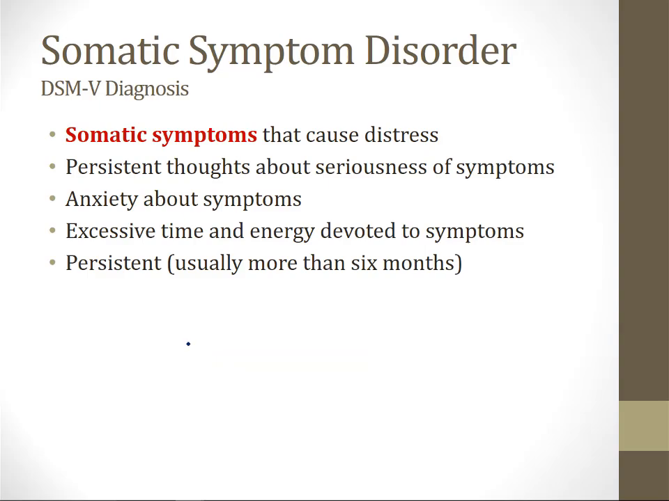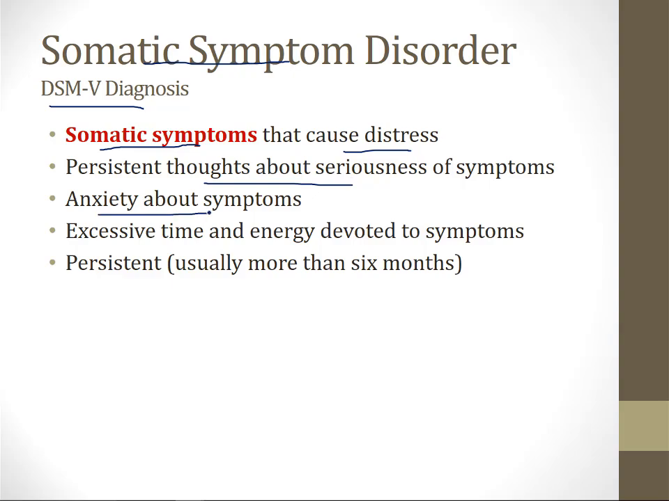What I've been talking about in the last few slides are general principles of somatic symptoms, but now I'm going to talk about DSM-5 diagnoses that involve somatic symptoms. There are a number of these, and the first one is called somatic symptom disorder. This occurs when patients have somatic symptoms that cause distress, so this could be anything we talked about in the last few slides. In addition, the patient has persistent thoughts about the seriousness of the symptoms, so they're always worried that they may have something dangerously wrong with them.